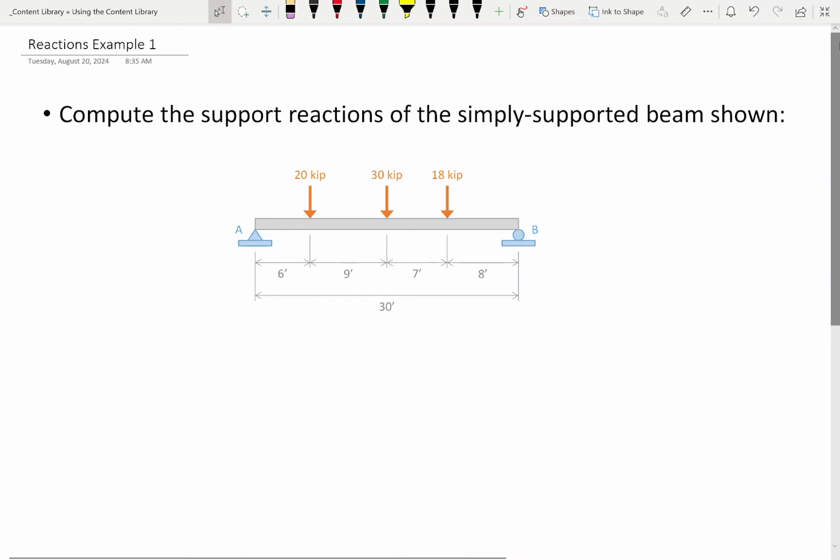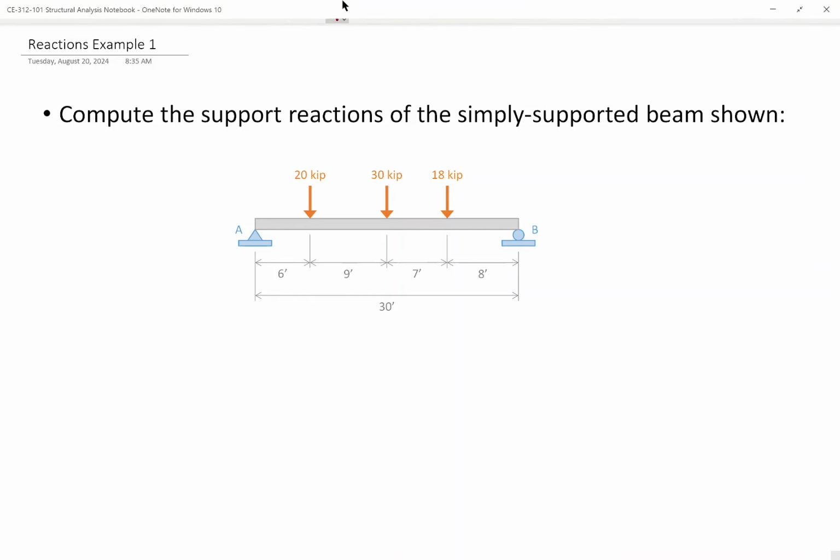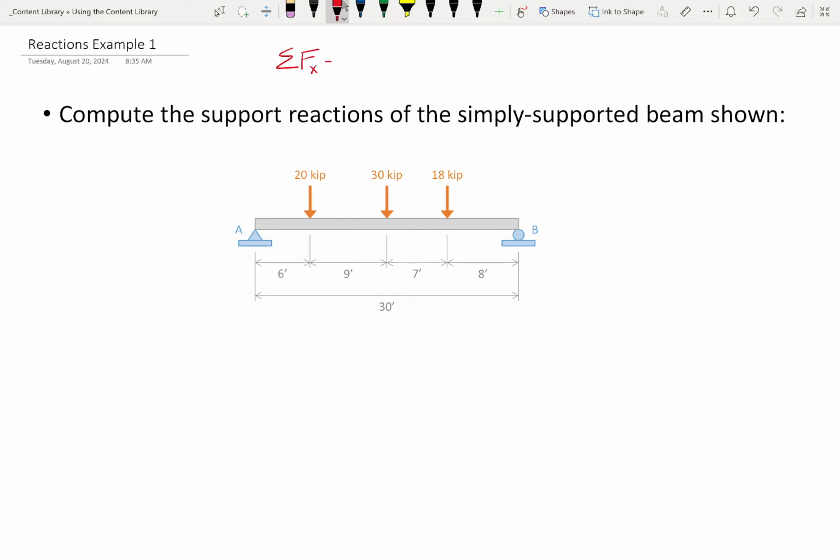Okay, so we're going to solve for the reactions on this problem, and we're going to do that using our equations of equilibrium. Here are our three equations of equilibrium: sum of forces in the x direction, sum of forces in the y direction, and sum of moments. So we have three known cards that we can play at the table, as it were. Those are our three cards we can play. And that should be matched against three unknowns if the structure is determinate.